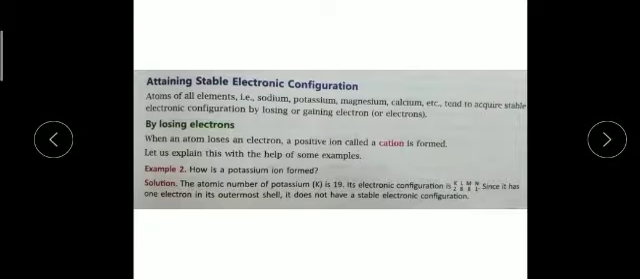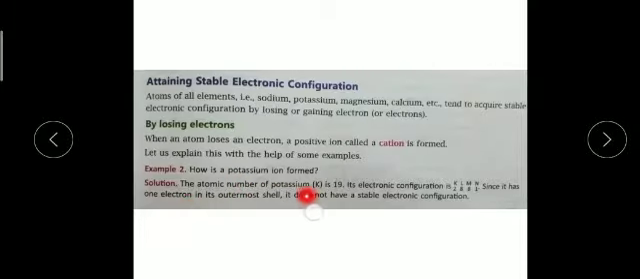So in the first line they are saying the same thing: by losing or gaining electrons, an atom can acquire a stable electronic configuration. A few examples are given. First, how is a potassium ion formed?